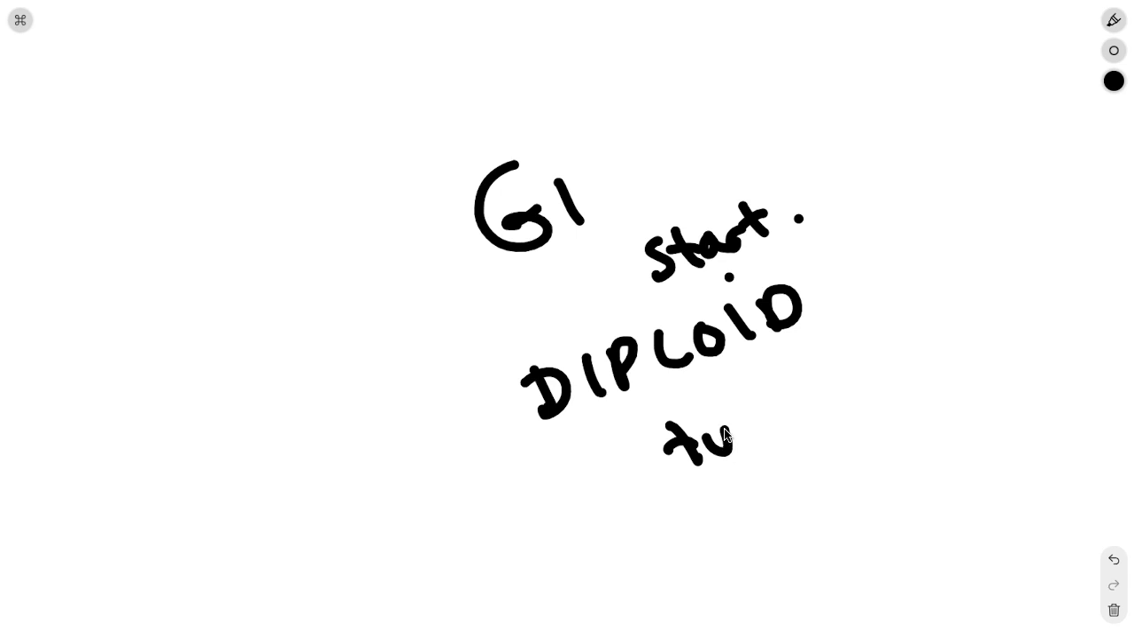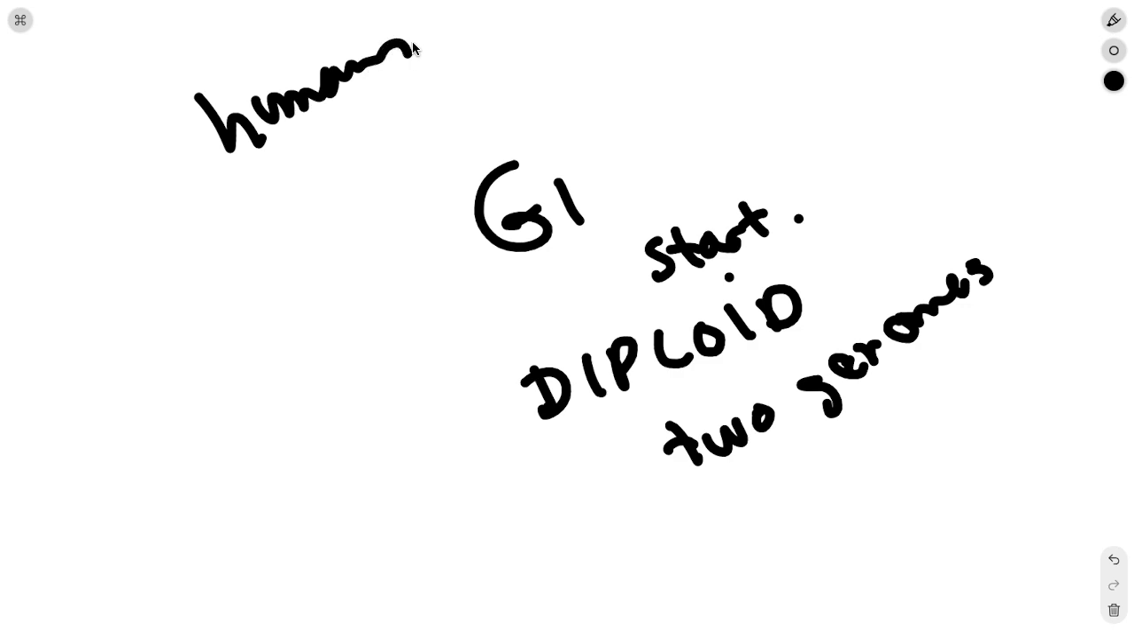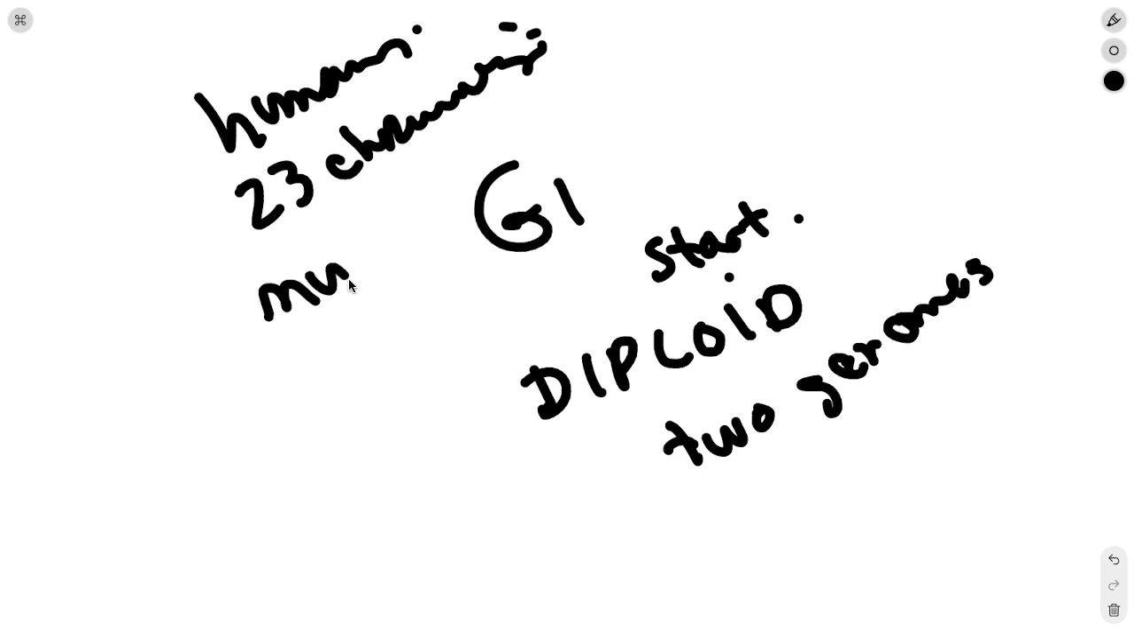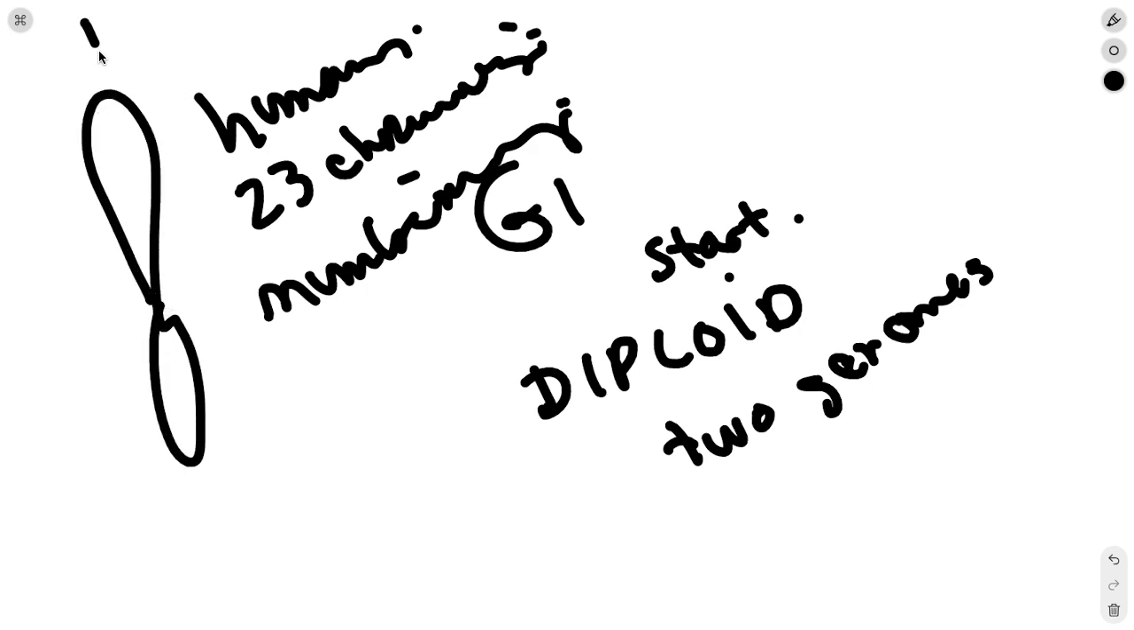And during G1, the cells are said to be diploid. And that means they have two genomes, one from mom and one from dad. In humans, in one genome, there are 23 chromosomes. And the chromosomes are named just by numbering them from longest to shortest. So the longest chromosome is just chromosome number 1, and on down the list.